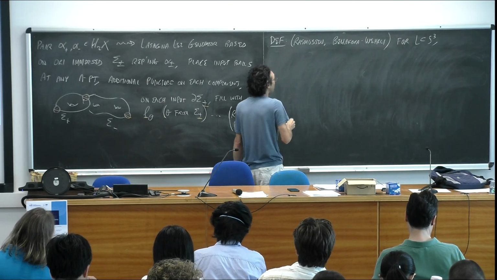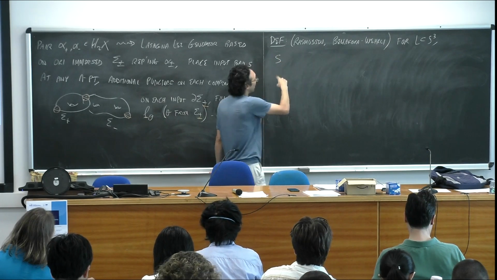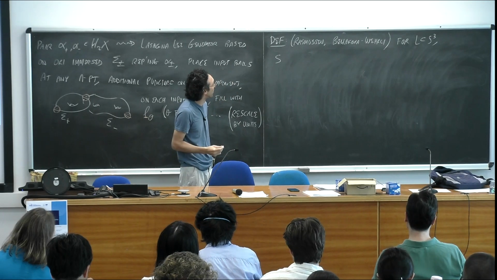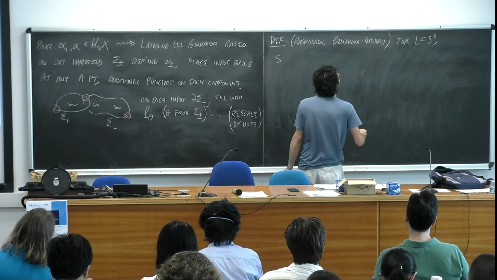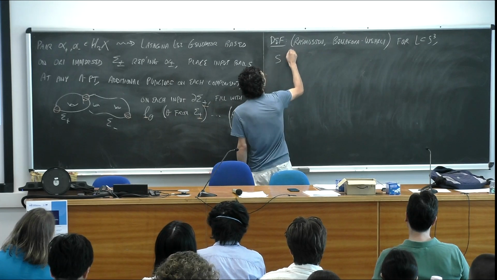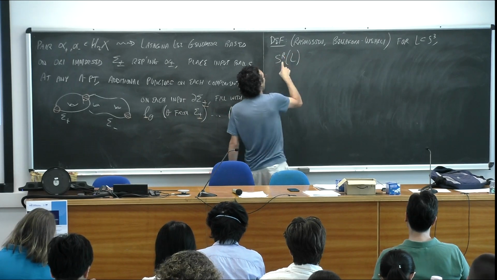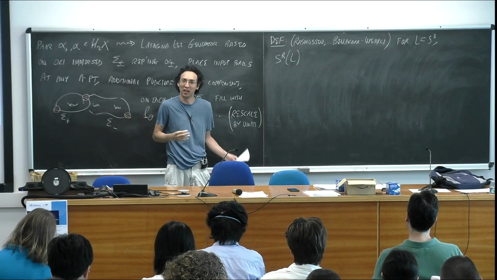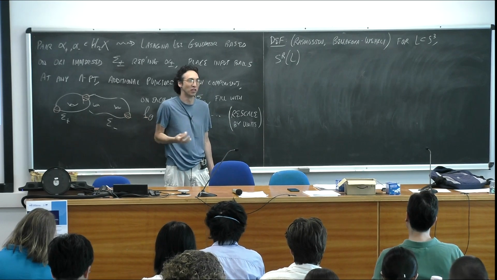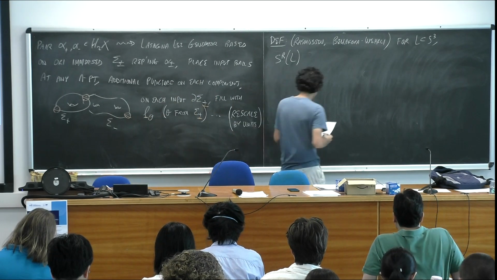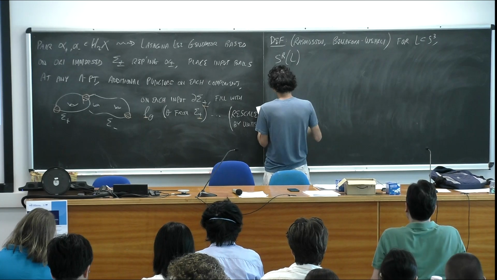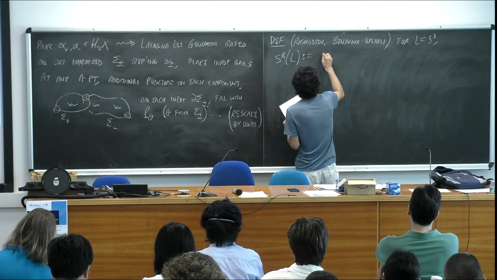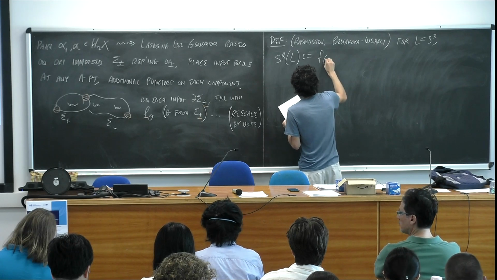So for links in S3, the Rasmussen invariant, originally done just for knots by Rasmussen, but the generalization to links was handled by Beliakova and Wehrli, and it's essentially, I'm going to put an upper R here. That just means in the Khovanov-Rozansky conventions, as opposed to the original conventions handled by Rasmussen.